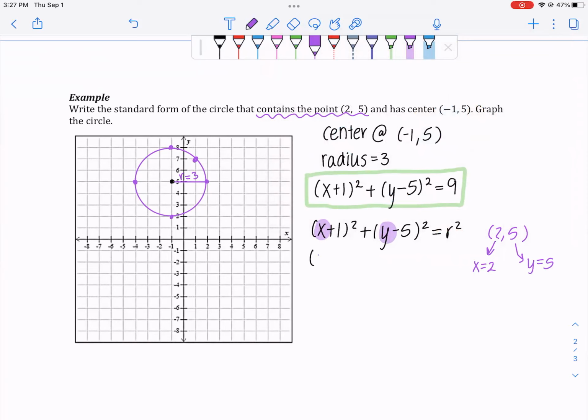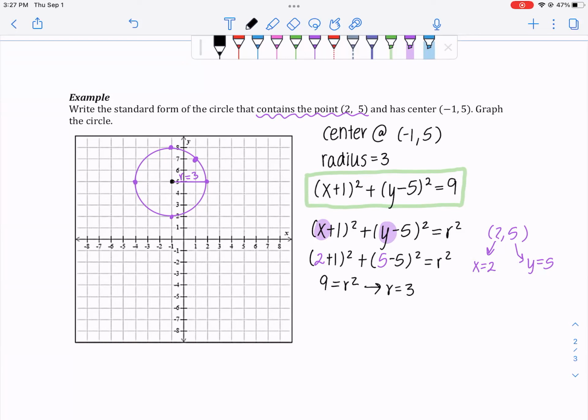We have (2 + 1) squared plus (5 - 5) squared is equal to r squared. This is 3 squared, so 9, plus 0. 5 minus 5 is 0, 0 squared is 0. So 9 plus 0 is equal to r squared. And sure enough, you get r equal to 3.